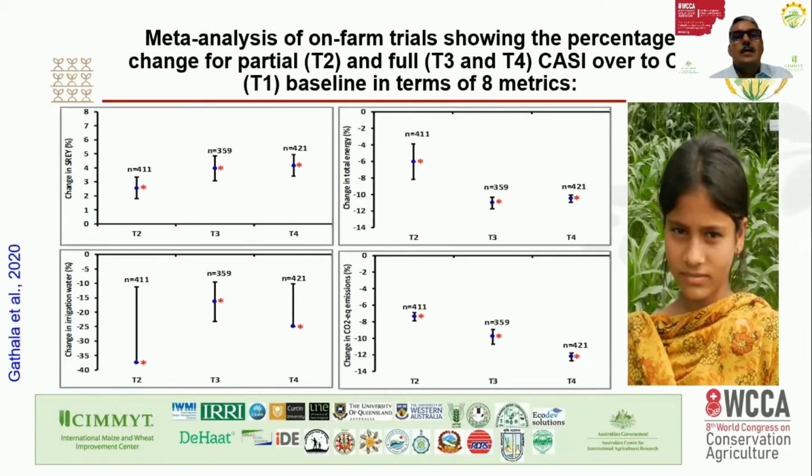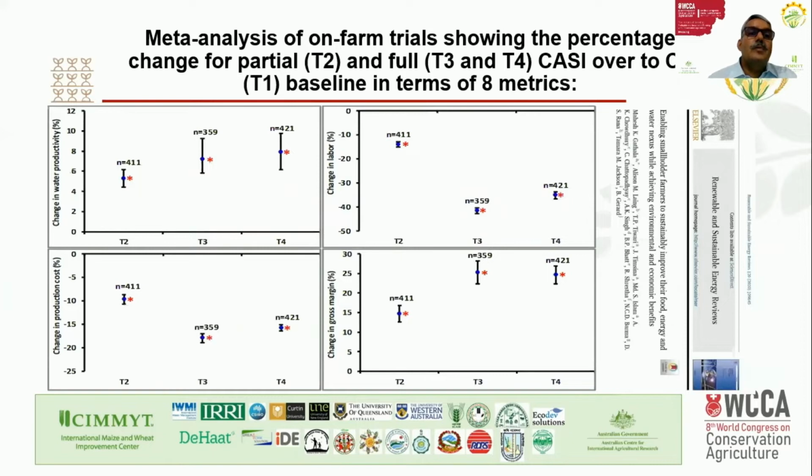The meta-analysis of the data from trials shows the percentage change over baseline of the conventional system with full CASI and partial CASI. In terms of grain yield, the system rice yield is increased by 2 to 5%. The irrigation water use reduced by 10 to 35%. The total energy use reduced by 4 to 12%, and the CO2 equivalent emissions reduced by 6 to 12%.